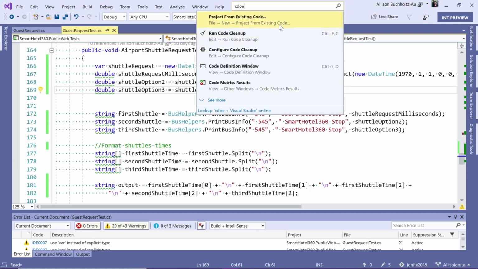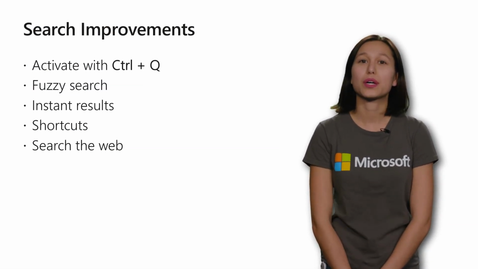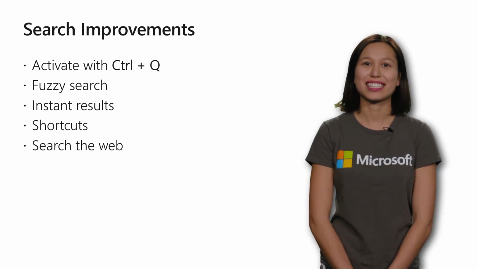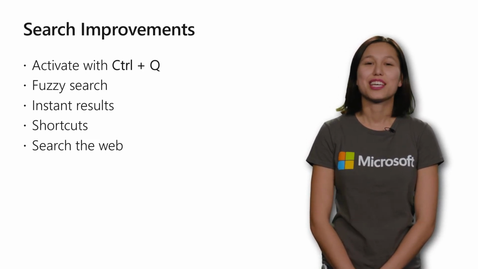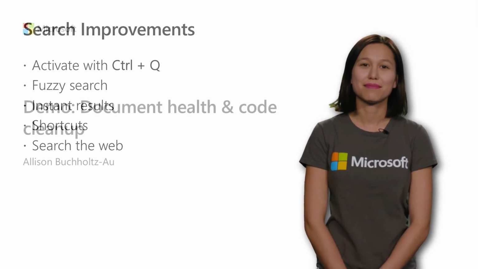And finally, if you're not seeing what you're looking for, you can always quickly do an online search with this button down here. For a quick recap, you'll see that with our search, you can now activate it quickly with Control-Q. We've got fuzzy search to help with any misspellings, as well as fast results. You can also look at shortcuts or search the web if you don't find what you wanted.